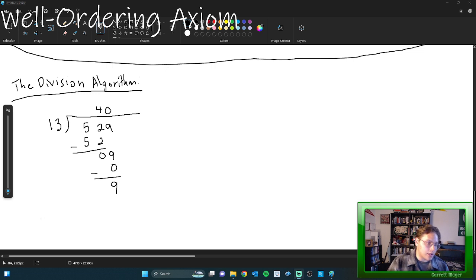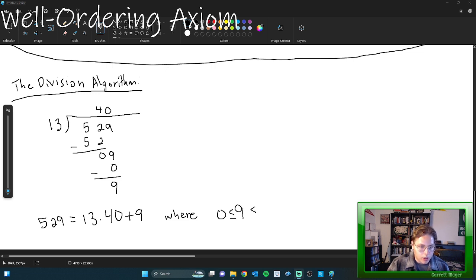And what this gives us is a decomposition here of 529 equals 13 times 40 plus 9, where 0 is less than or equal to 9, and 9 is less than or equal to 13 minus 1, or 12. Now the question here is, are we able to do this with all pairs of natural numbers? And additionally, is our answer unique? Is there only one way to do this decomposition? Are there other pairs of numbers other than 40 and 9 that could solve this? That's the question that we're trying to answer, and that's what we're trying to prove when we're trying to prove the division algorithm.